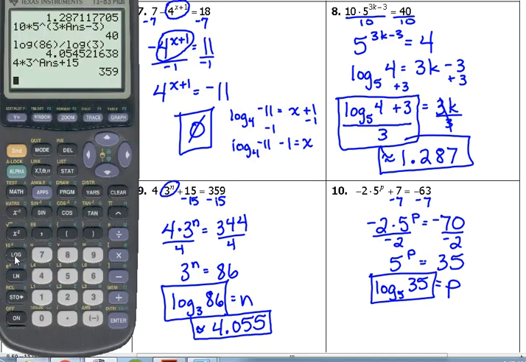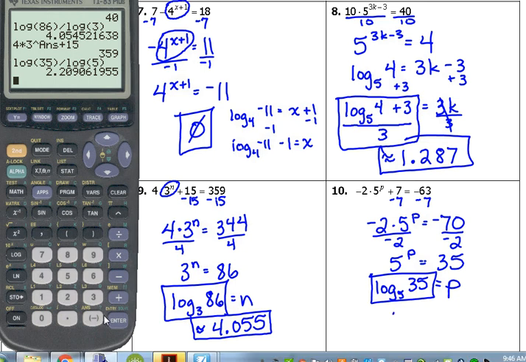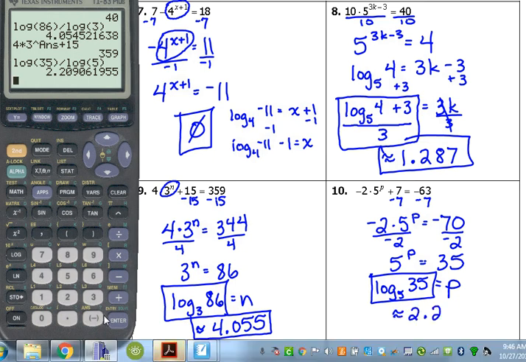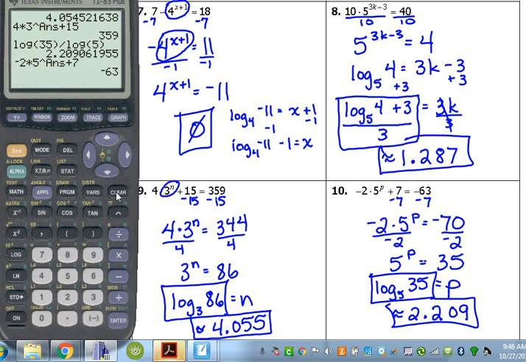Exact. Log of 35, close parentheses, divided by the log of 5, approximately 2.209. Check it. Negative 2 times 5 raised to the answer plus 7, negative 63.